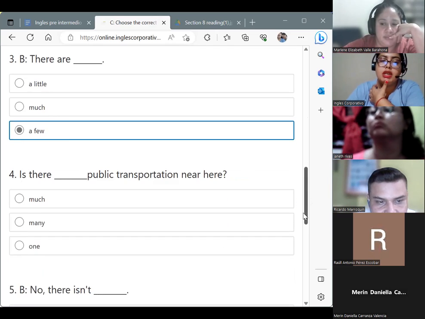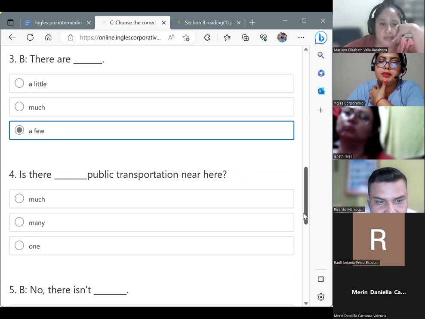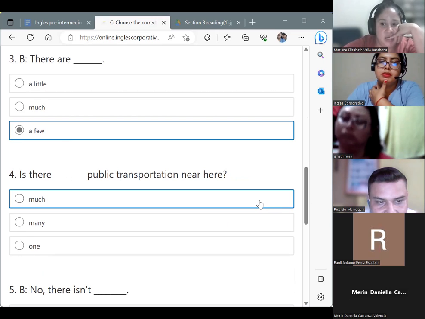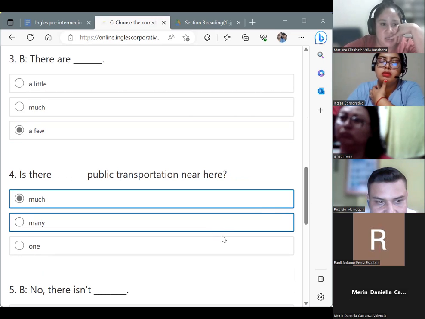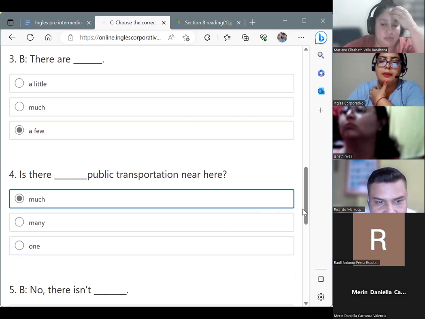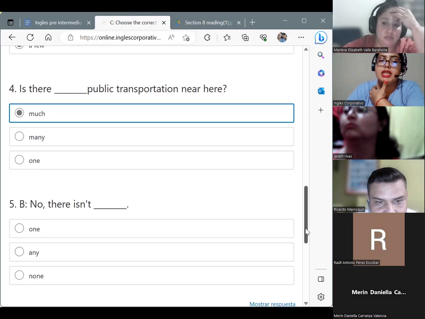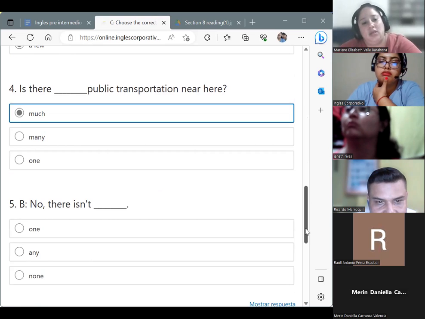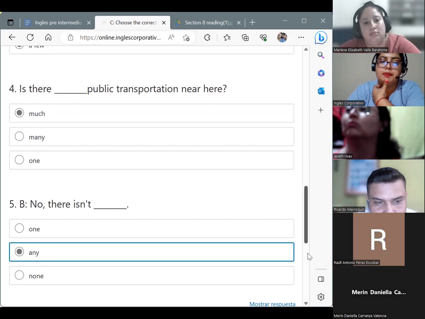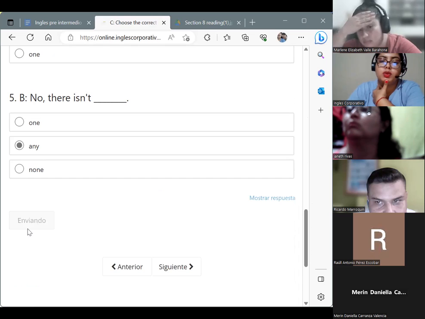Okay. Is there much, many, one public transportation? Much. One. Okay. No, there isn't one, any, or none. Any. Okay. Y revisamos.